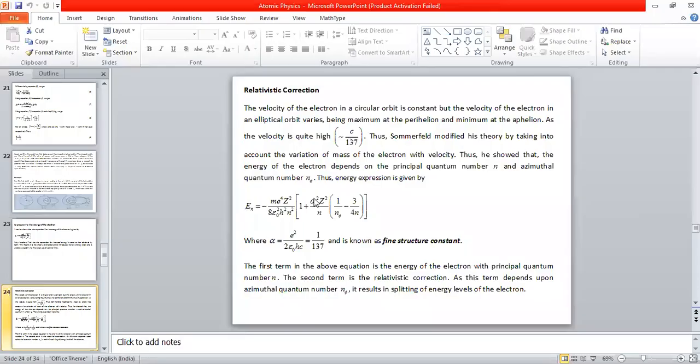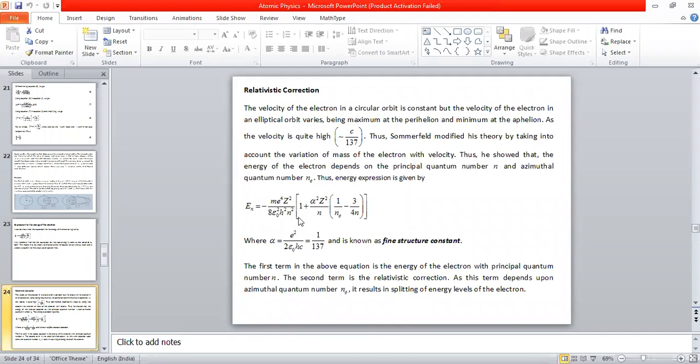Okay, sir. Now observe here, carefully observe. So minus m e power 4 z square divided by 8 epsilon square h square into n square is there, and in the square bracket there is 1. If you multiply the 1 into this term, you will end up with the same thing, minus m e power 4 z square divided by 8 epsilon square h square n square. So this term is the same old expression for the energy that I mentioned previously. This is the same old expression that we actually derived in the case of Bohr's theory.